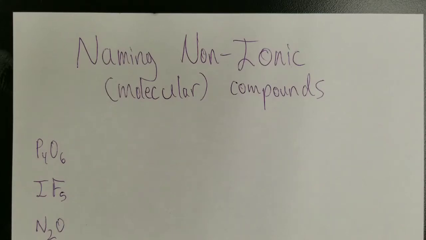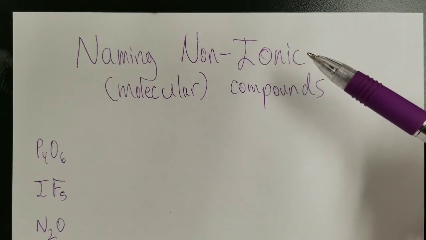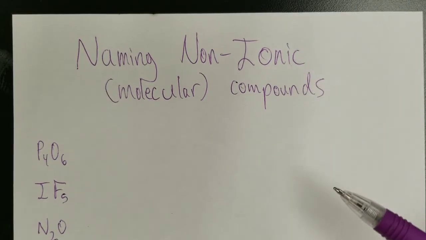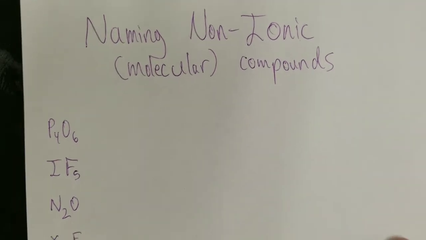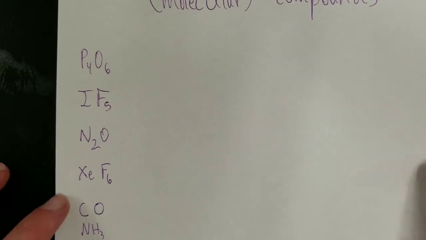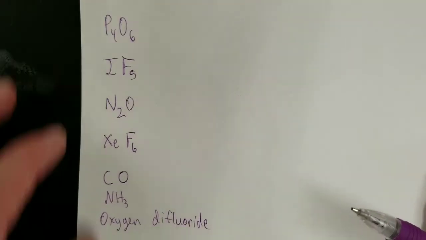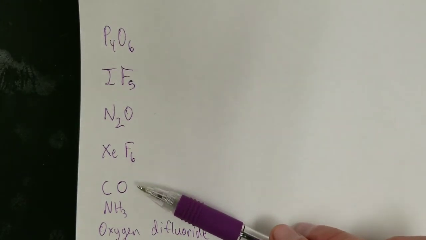All right, let's have a look at how to name non-ionic, aka molecular compounds. First thing, let's make really clear what this is. Non-ionic compounds are compounds that do not contain any metals and do not contain any polyatomic ions. So what you'll see with these, and here's a list of examples, they are composed exclusively of nonmetals. Every one of these things in these non-ionic compounds is a nonmetal, and there are no exceptions. So make sure you look for that.